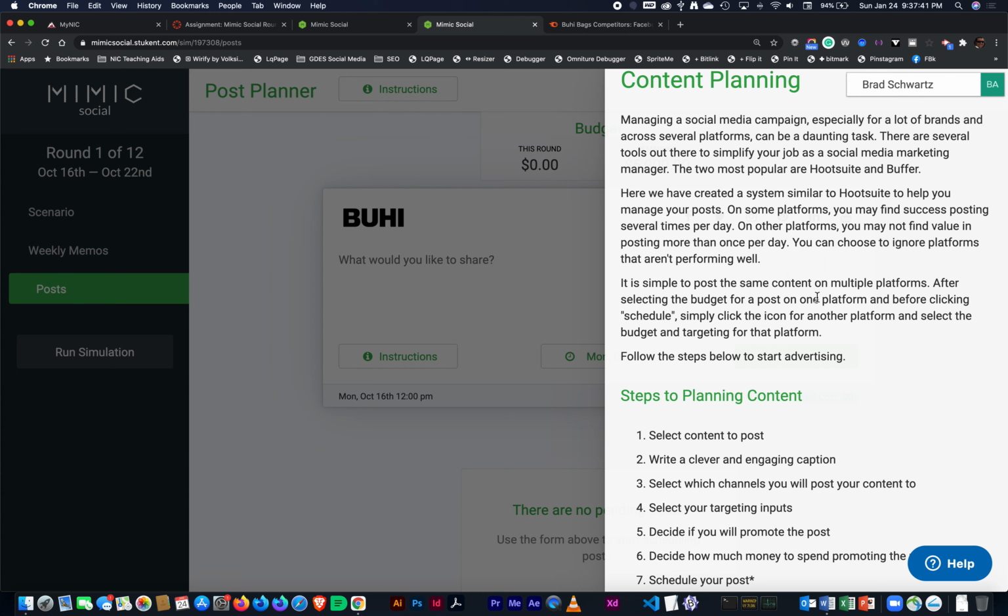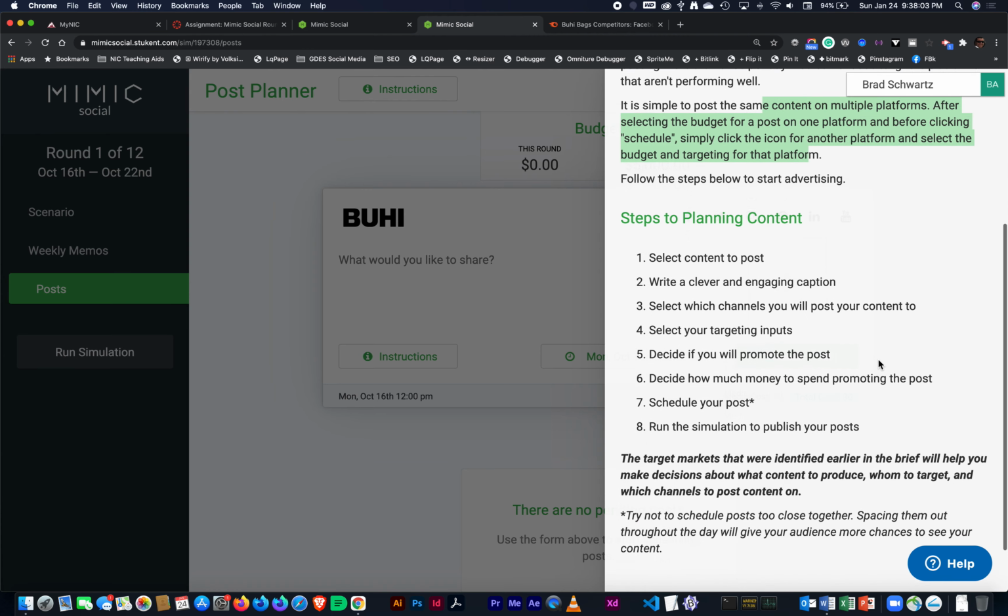These allow you to keep track of all your posts and see stats in real time usually. So you can post the same content on multiple platforms. Once you set your budget, but before you click schedule, you can click the icon of the other platforms and gang everything up under one piece of content.